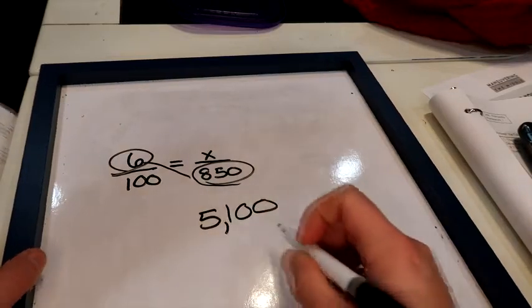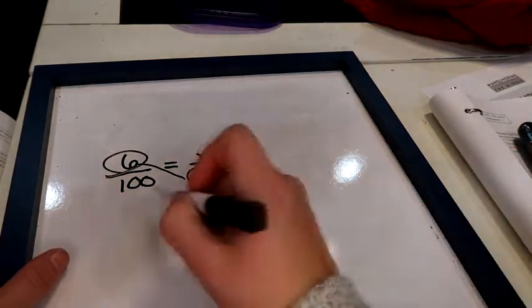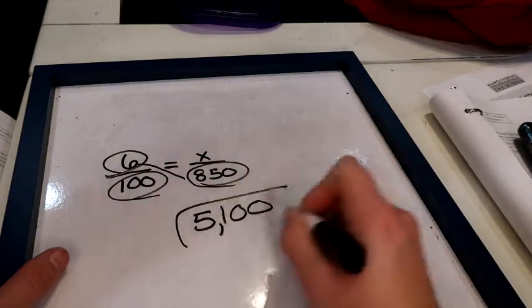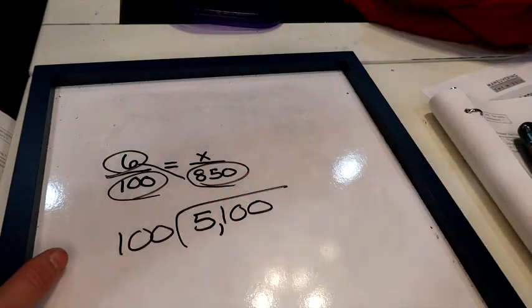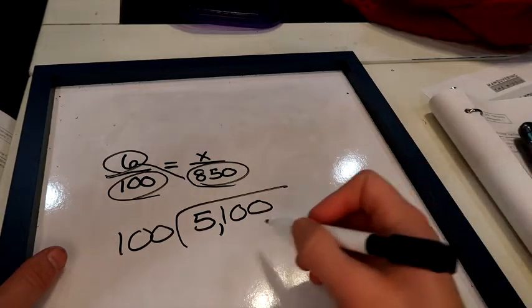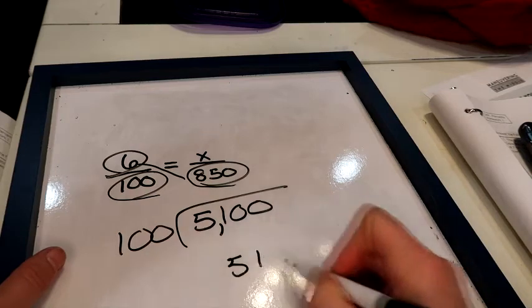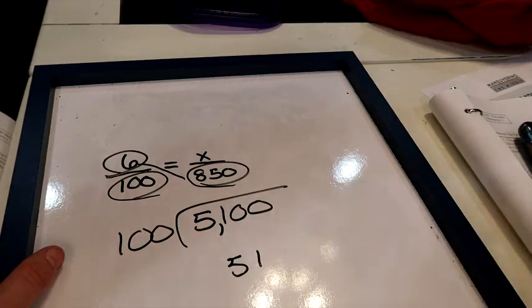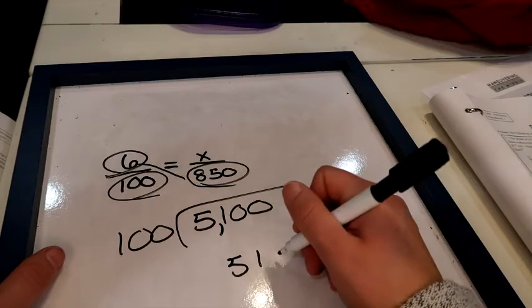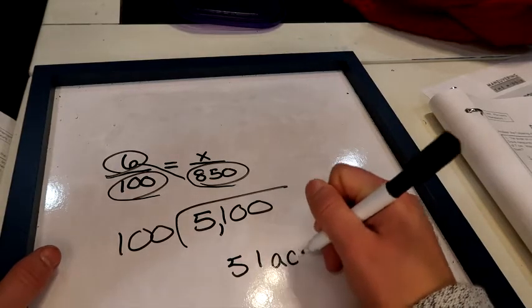Would be 5,100 divided by 100. Do you guys know what that would be? That would give me 51. 51 applicants were accepted.